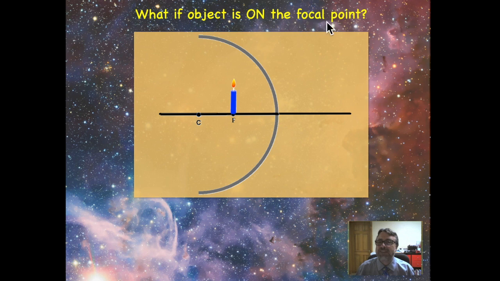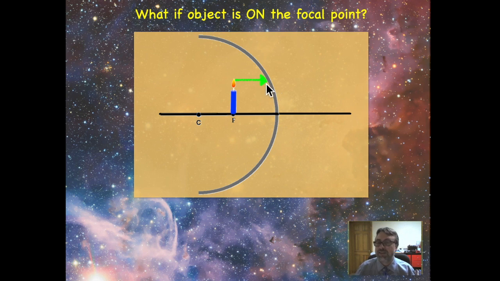What if my object is on the focal point? So I looked at a ray diagram when I was on this side of the focal point. I looked at a ray diagram when I was inside the focal point. What happens if I'm on the focal point? Again, same three rules, so we're just going to apply these same three rules.